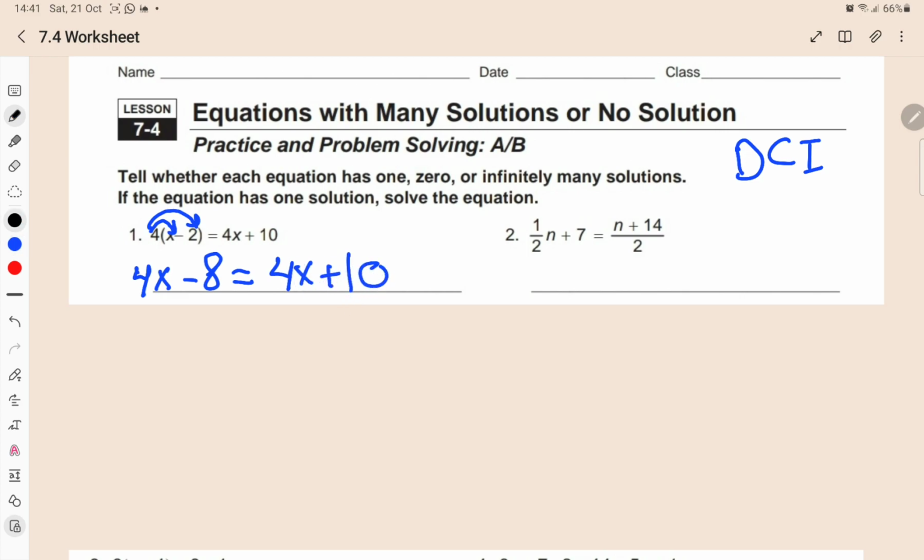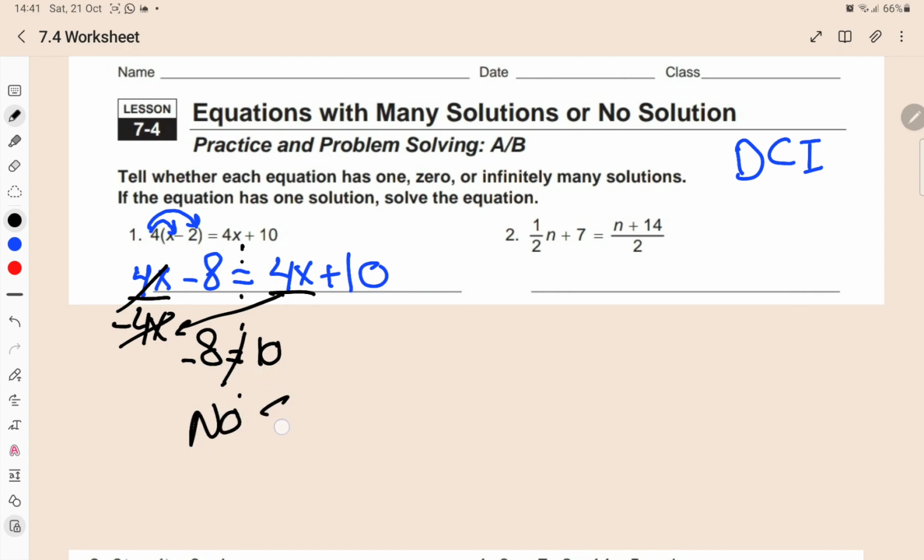Again, you will notice that 4x and 4x will get combined. This will move with negative, cancel. So you have negative 8 equals 10. Does it make sense? No. Negative 8 is not equal to 10, so this is no solution. Question 2. Have n plus 7 equals n plus 14 over 2.